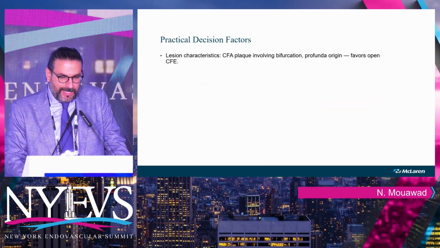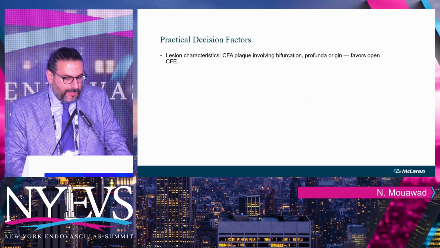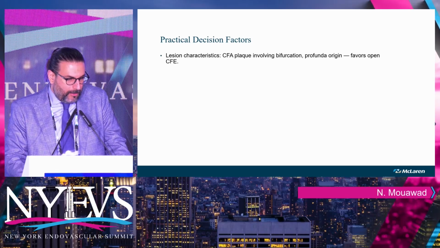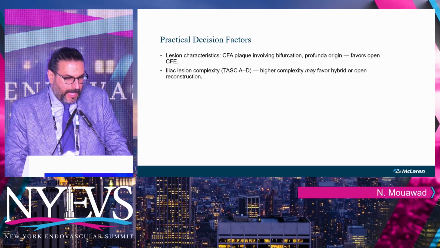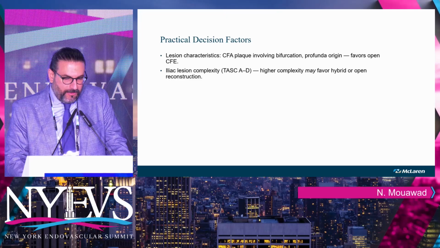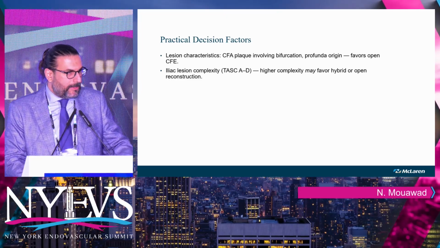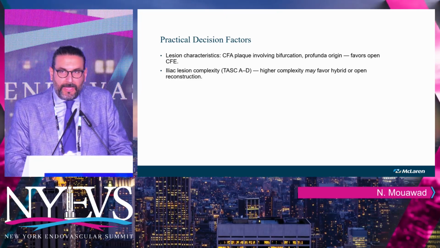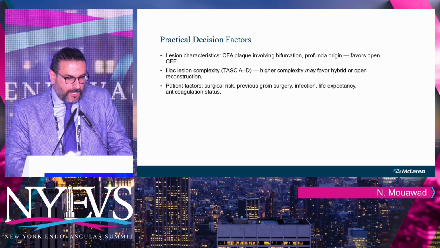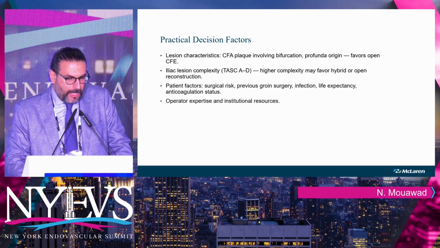So what do you need to worry about? Lesion characteristics: does it spill over into the profunda? In my practice, those tend to go for endarterectomy. How complex it is may favor hybrid or even open reconstruction, although we've demonstrated earlier that there are new techniques to manage these with an endovascular approach. And of course, patient factors: can they tolerate this or not?